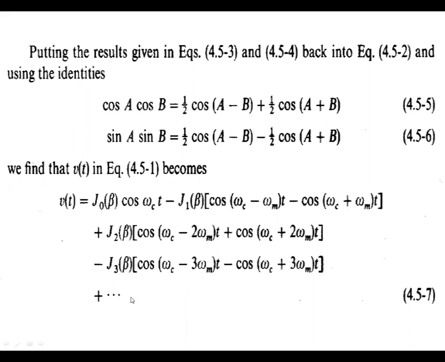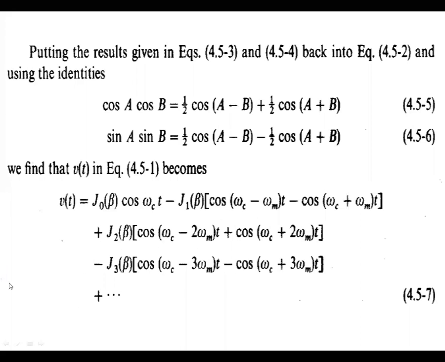What about J4? J4(β) has cos(ωc − 4ωm)t plus cos(ωc + 4ωm)t.